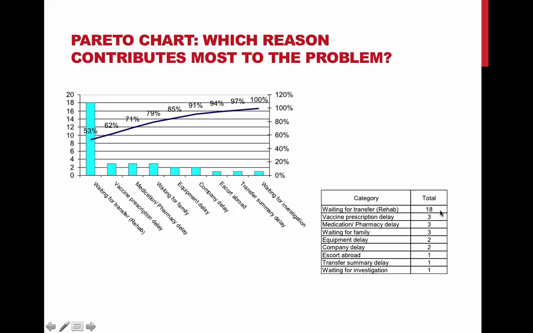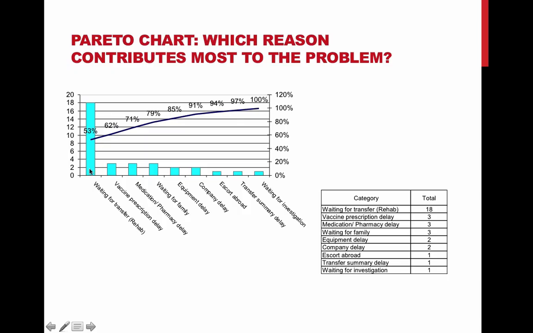I will add up the frequency of all these reasons. So 18 plus 3 plus 3 plus 3 plus 2 plus 2 plus 1 plus 1 plus 1. So that is the total number of reasons I have. Out of the total number of reasons, waiting for transfer made up 53%. So what is my total number of reasons? 18 plus 9, that is 27. 27 plus 4 is 31, 32, 33, 34. So there were 34 times reasons were identified.